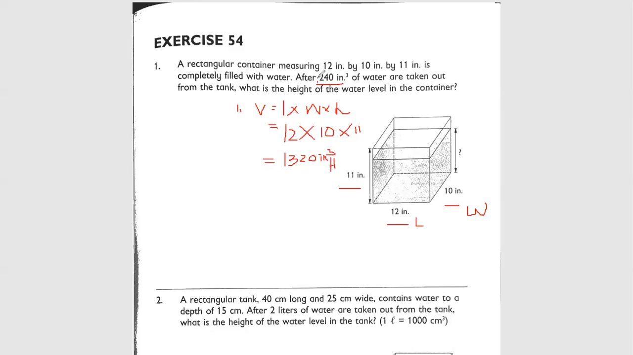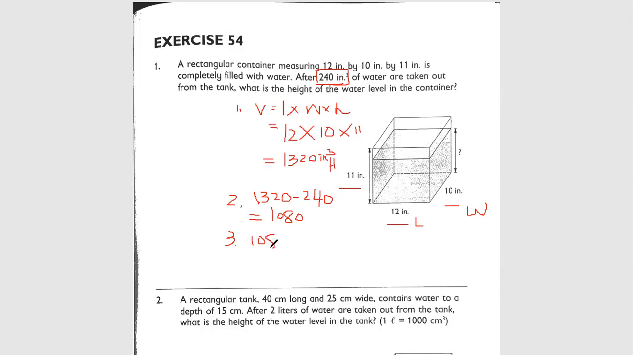And right now it says they took out some water. Okay, now they took out some water. So of course the volume will change, right? So now we have 1,320 volume, and then they took out 240 of water from this container. Now they only have 1,080 of water inside the container. Okay? And step number 3.